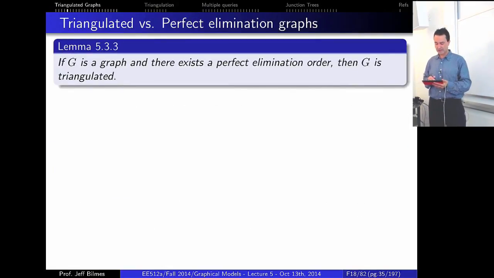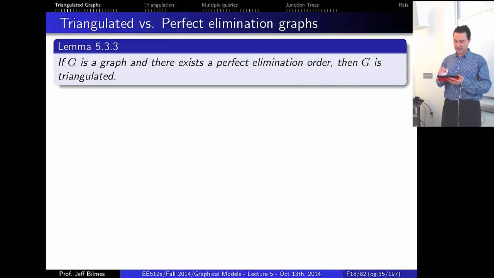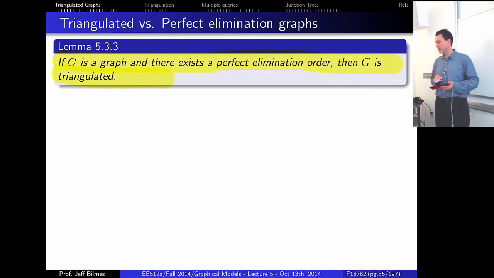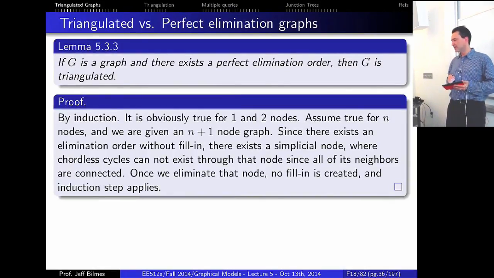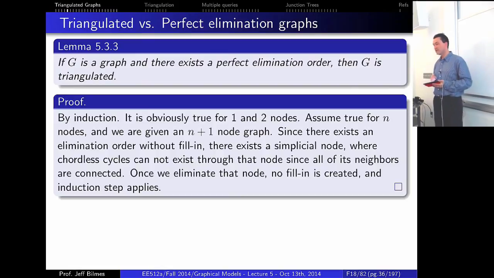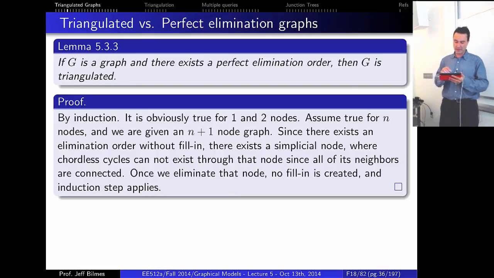In fact, we can strengthen this theorem: if G is a graph and there exists a perfect elimination order, then G is triangulated. And just to make this complete, we prove this again by induction. It's obviously true when you have one or two nodes. And we assume it's true for n nodes, and we're given an n plus 1 graph.